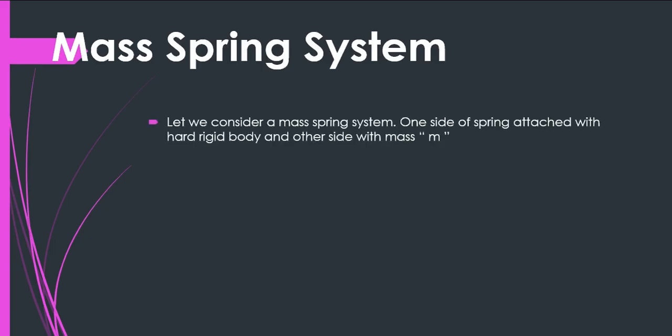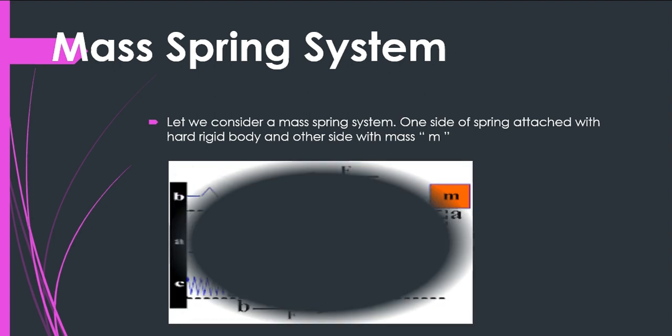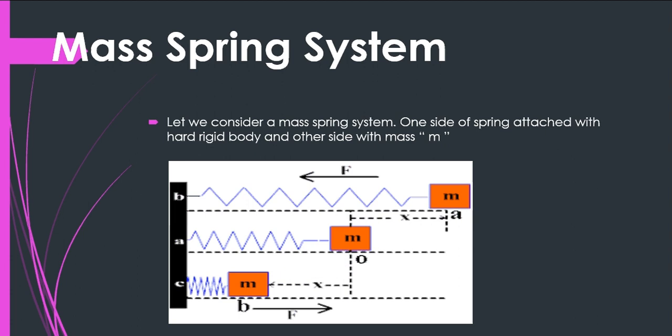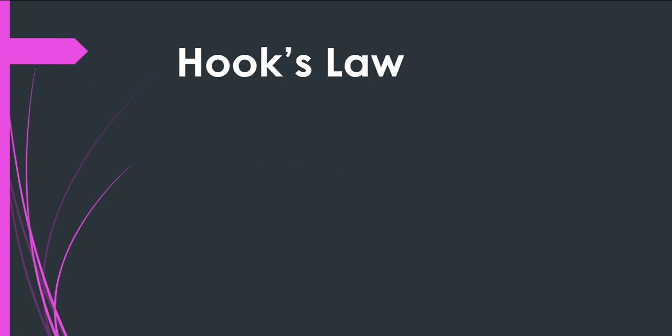Mass spring system. Consider a mass spring system. One side of the spring is attached to a hard rigid body and the other side to the mass m. As you see in the diagram, one end is fixed, the other is a free end, and on the free end a mass is attached and placed on a horizontal frictionless surface.